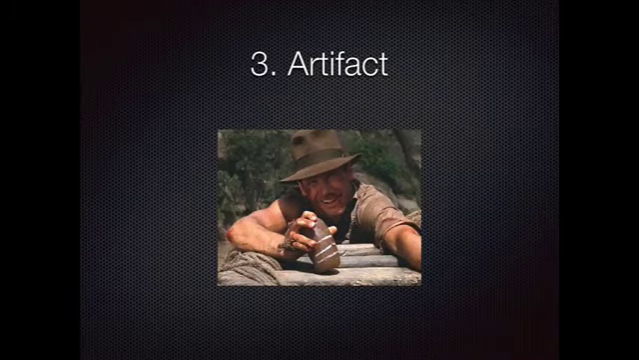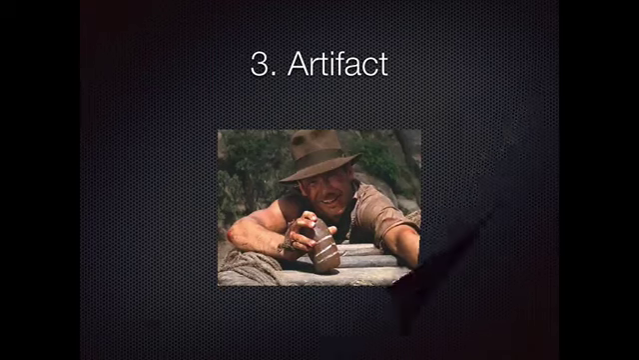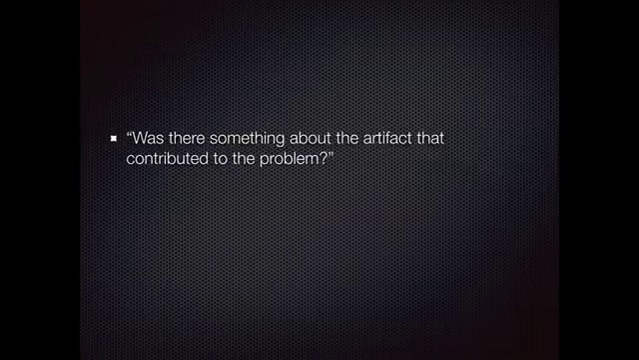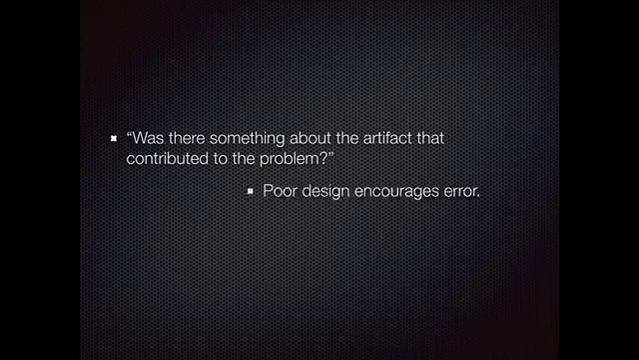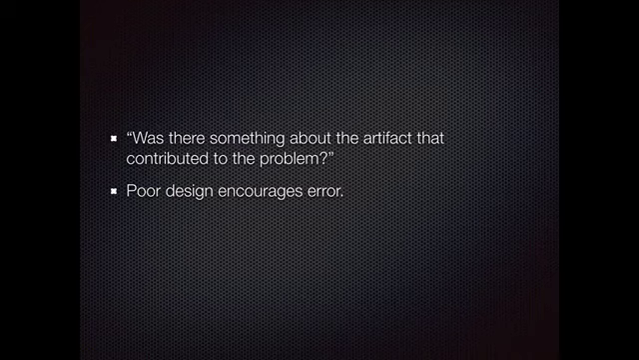Finally, what we're going to be concerned about mainly in this course is artifacts, with the failure of the artifact. An artifact can fail in a number of ways as well. Was there something about the artifact that contributed to the problem? That's one question we can ask when we are conceptually trying to find the cause of an accident. We can actually ask whether poor design encourages error. We've already mentioned in the previous chapter the idea of an error-provocative design, and this is what we're going to focus on in much of this course.